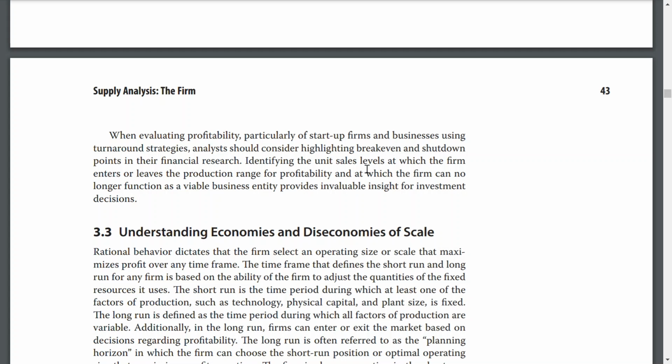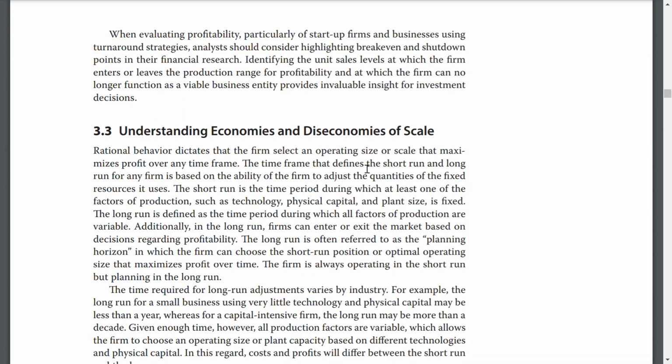3.3, understanding economies and diseconomies of scale. Rational behavior dictates that a firm selects an operational size or scale that maximizes profit over any time frame. The time frame that defines the short run and the long run for any firm is based on the ability of the firm to adjust the quantities of fixed resources in use.